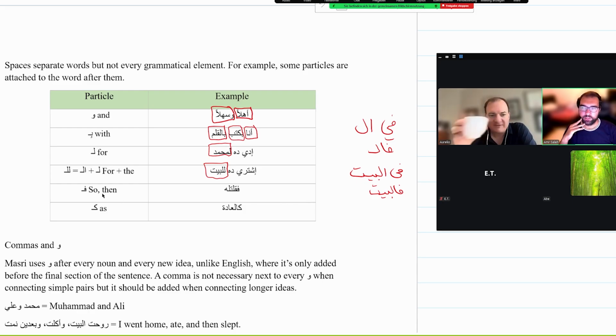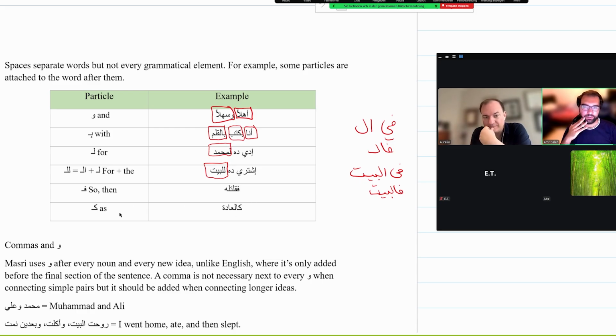Another thing we have is so, then. That's fi. It's not an e. I'm trying to pronounce it alone, but it's fo ojtelu. It's more of a fo. Fo ojtelu. Then I told him. Or he said this, so I told him that.